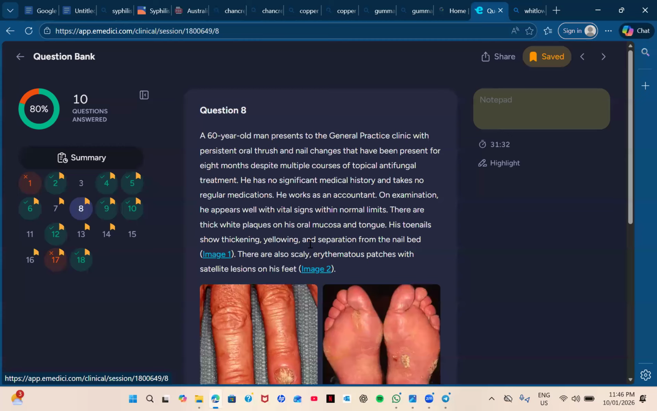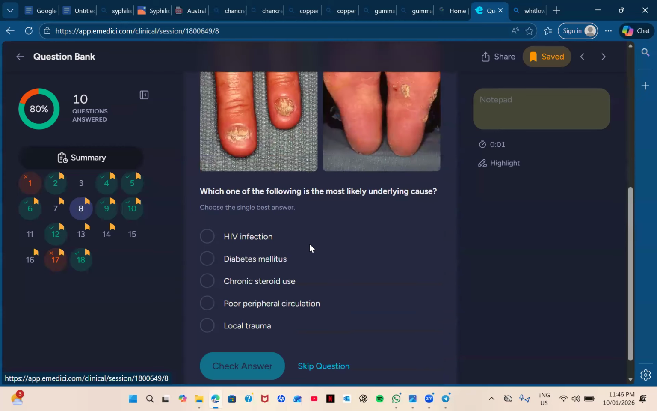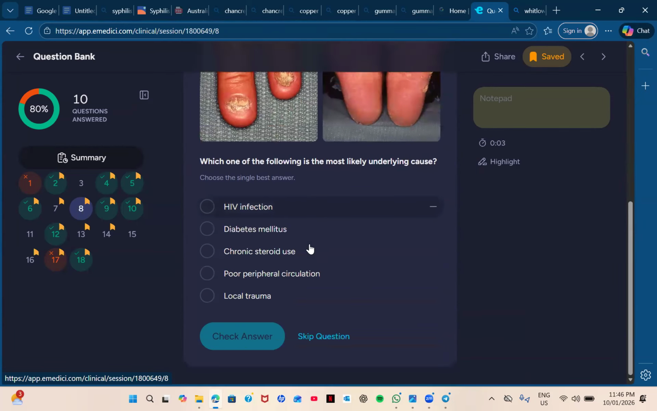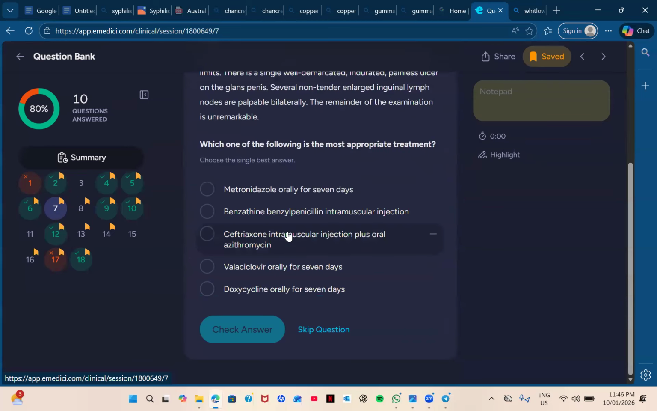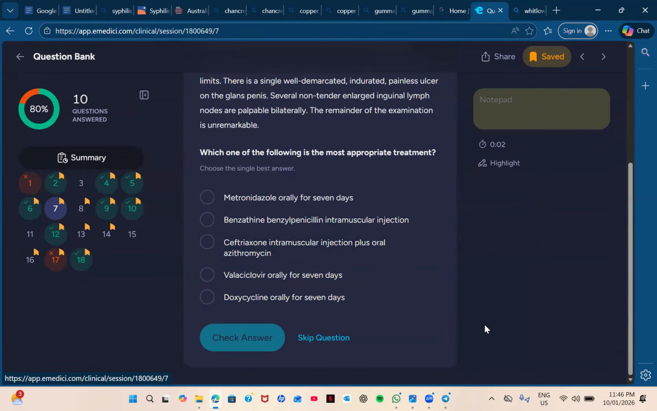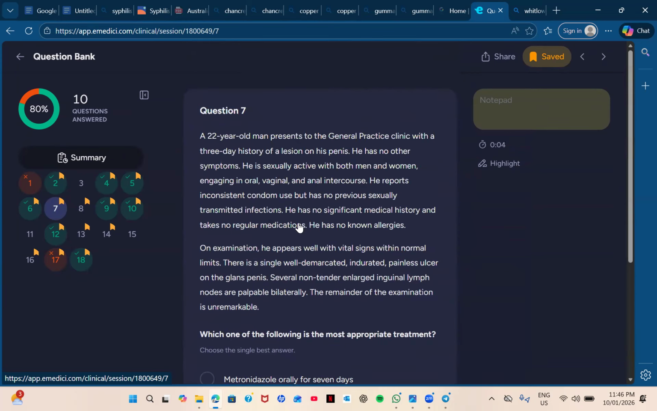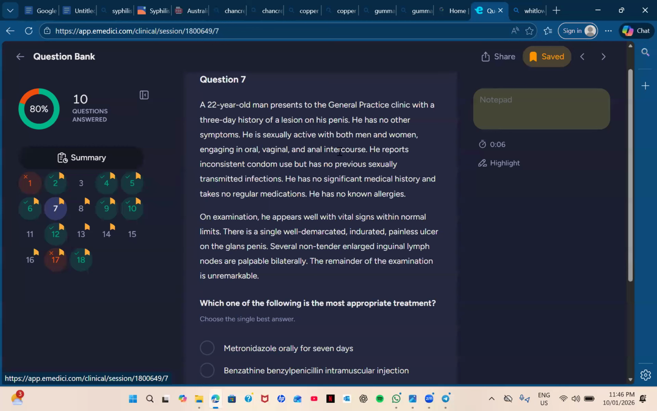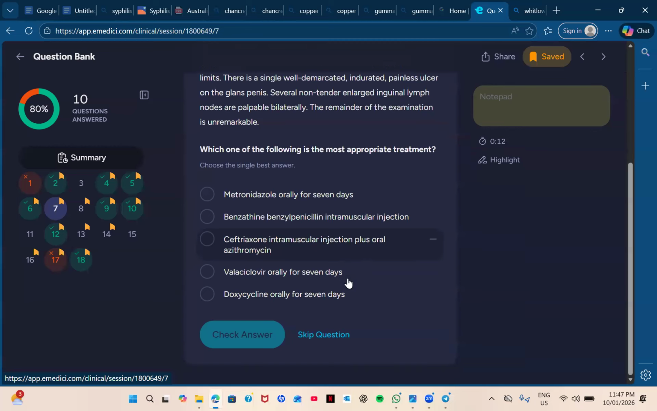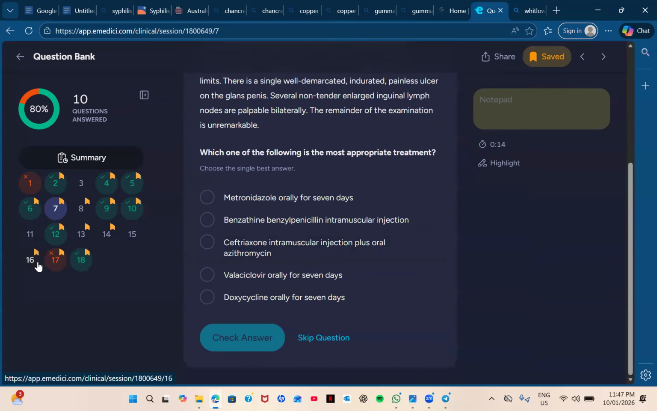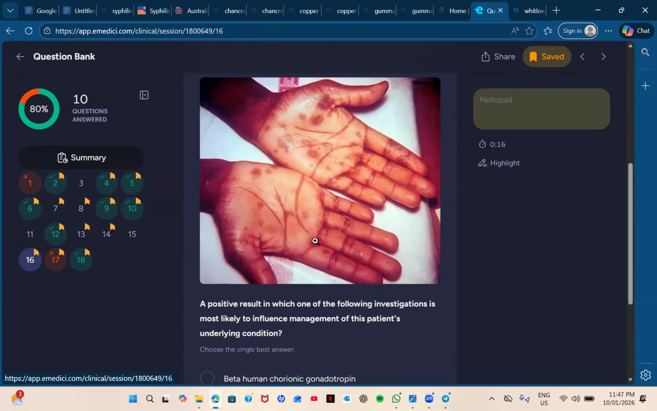Let's check what we have left. No need, this is not today's topic. Metronidazole, so 1 minute and 2. You know this question. Let's check what this is.